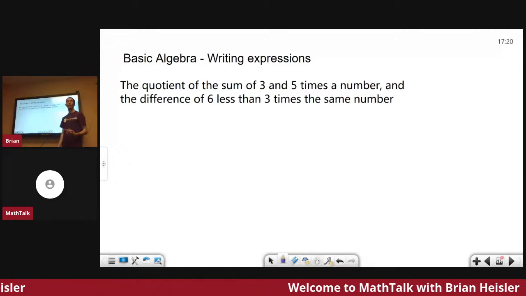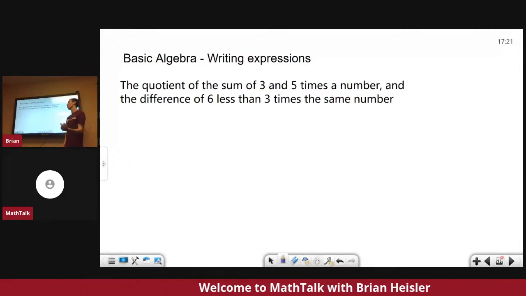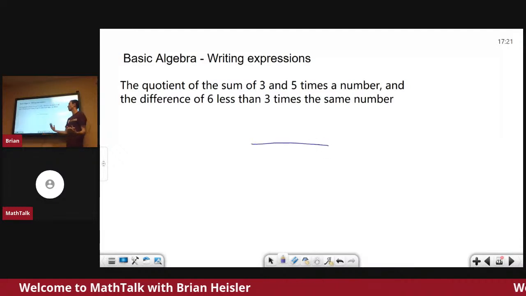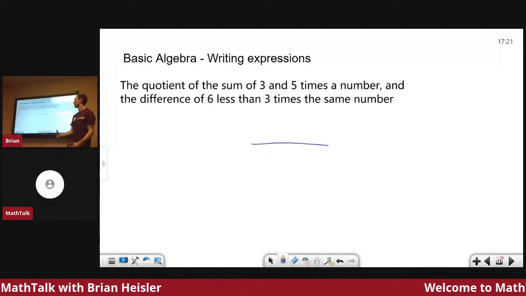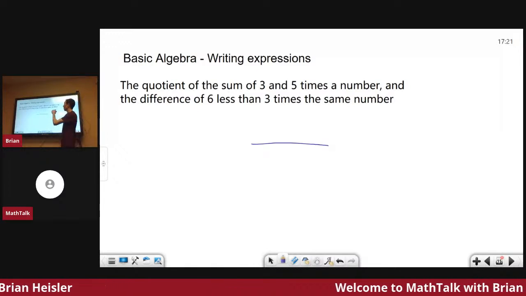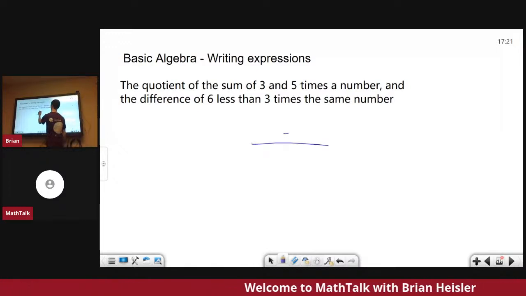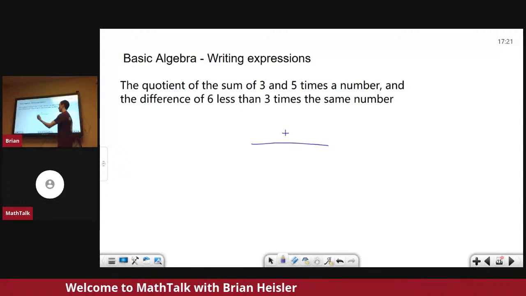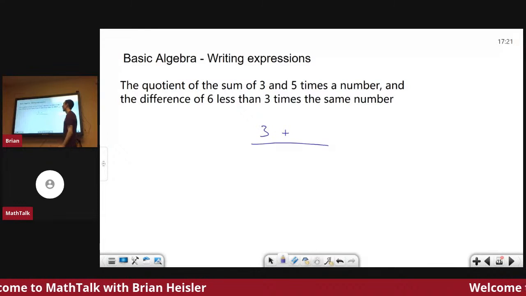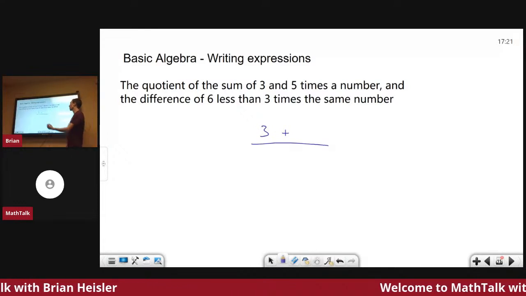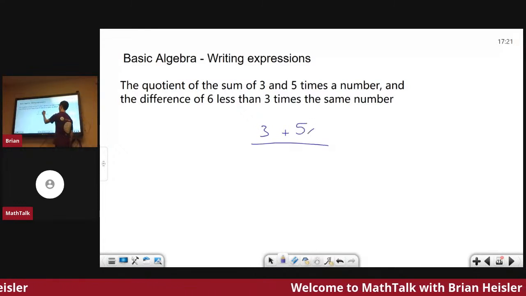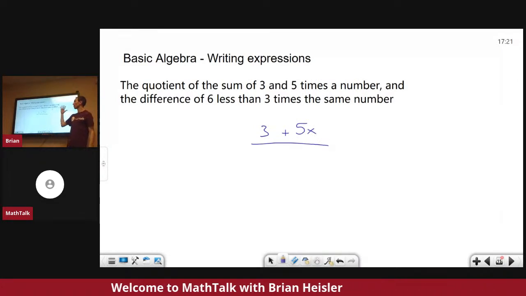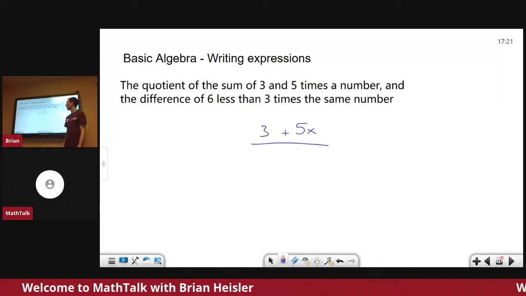Quotient means division. The answer to a division problem is a quotient, so I know that there's going to be a quotient, which I'm just going to represent as a fraction bar. The sum of 3 and 5 times a number: sum is plus, 3 is easy enough, 5 times a number. So 5 times a number is like 5x, where x is the number. So there is the first half of this expression.